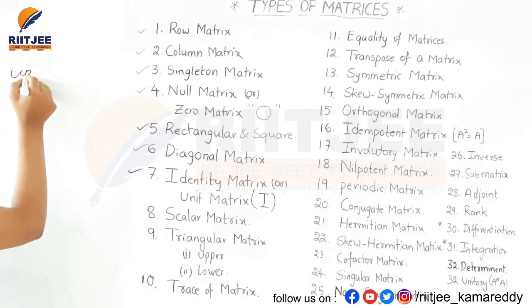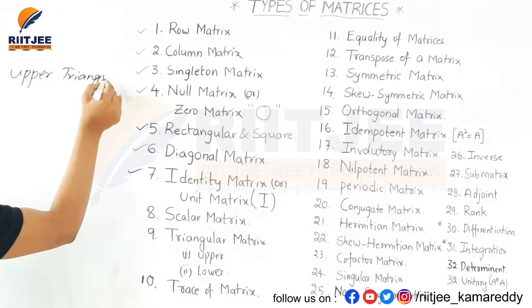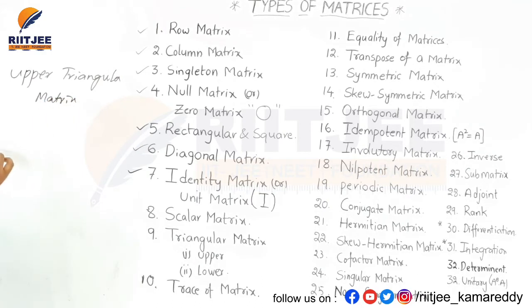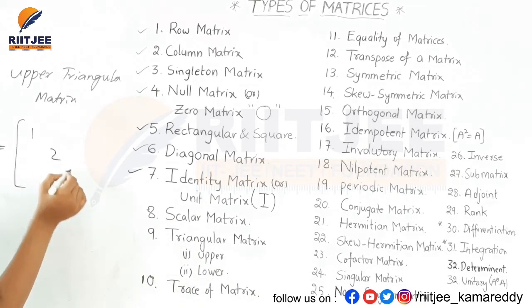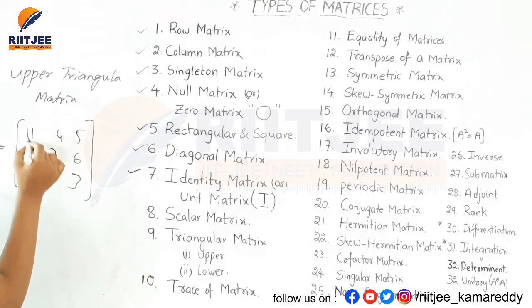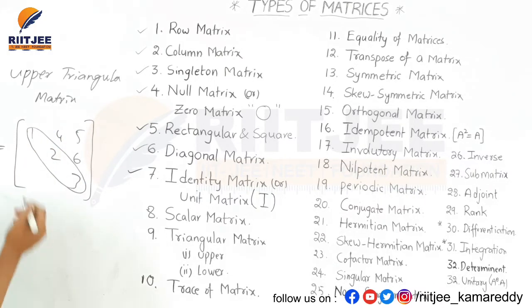Upper triangular matrix. Let us see an example. In a square matrix, the elements above the principal diagonal are non-zero numbers 1, 2, 3, 4, 5, 6. Here these are the principal diagonal elements. Above the principal diagonal the elements are non-zero numbers and below the principal diagonal the elements are zeros.